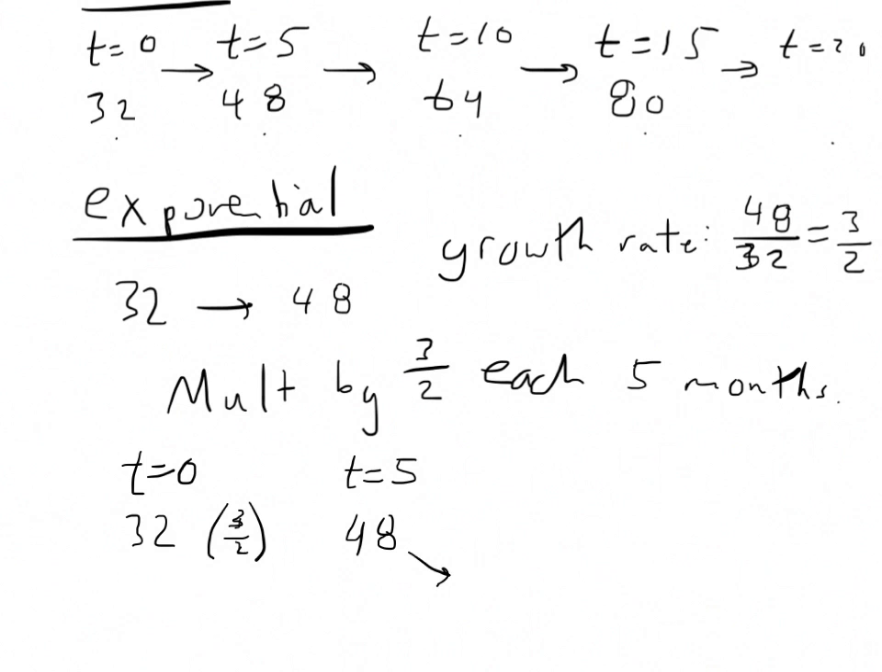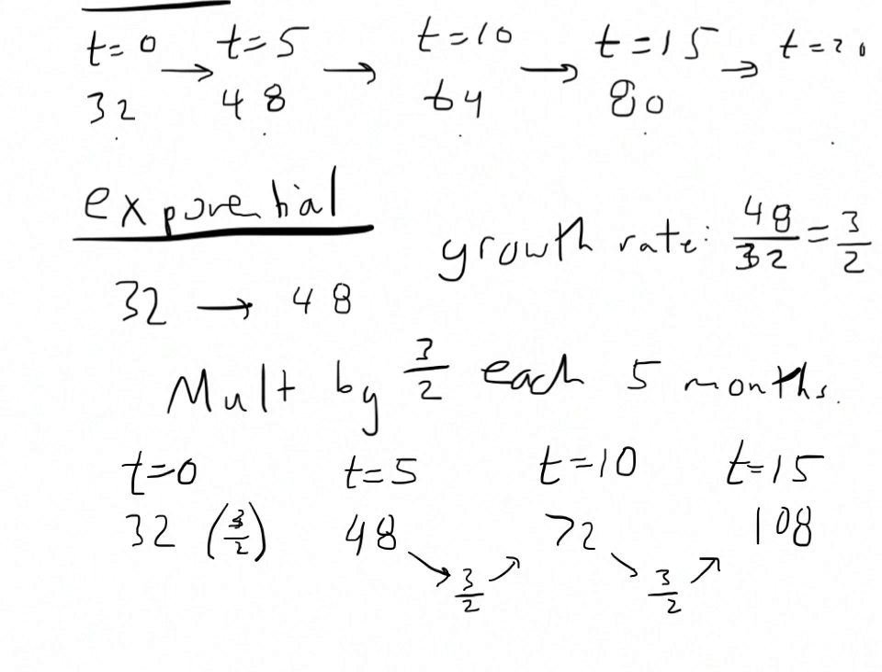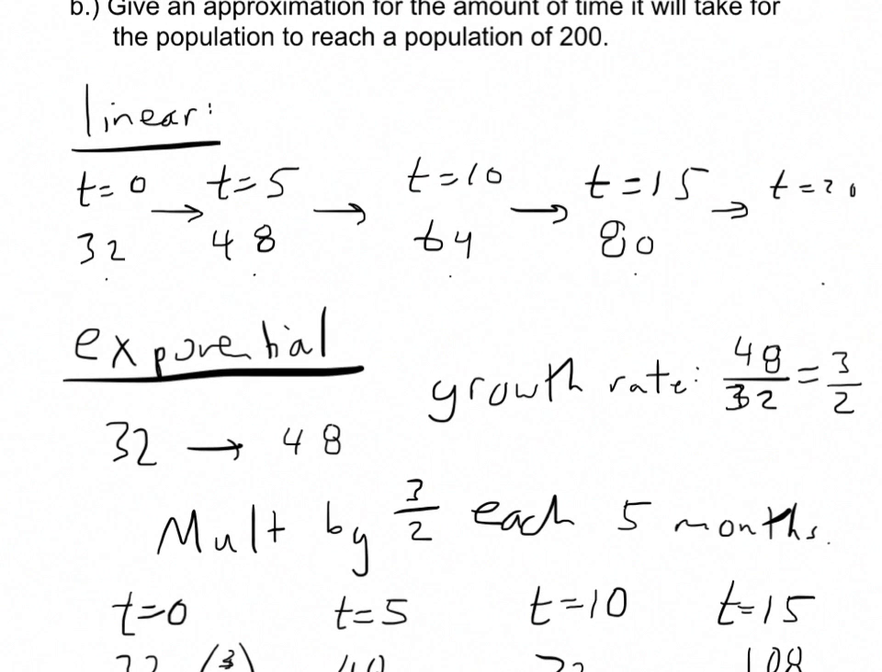Now, if I were to multiply by 3/2 again, when I get up to time 10, dividing 48 by 2 is 24. 24 times 3 is 72. Great. If I wanted to know at time 15, I would just multiply by 3/2 again. 72 divided by 2 is 36. 36 times 3 is 108, and so on. And so what you're seeing happen here is in the beginning there was a growth of 16, then there was a growth of 24, then there was a growth of 36. Each time you're growing by more and more. It's exponential growth. It's not linear growth.